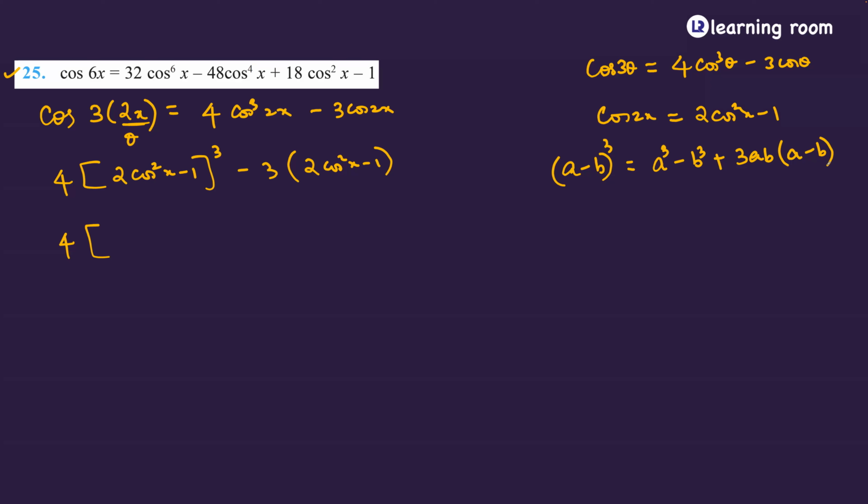I think there is a mistake. Wait. I think what he told is right. See, logic is, you will have minus here, plus here, because B will become square, no? So B will become square. So basically, A plus B the whole cube is A cube plus B cube plus 3AB into A plus B. So here replace B with minus B.